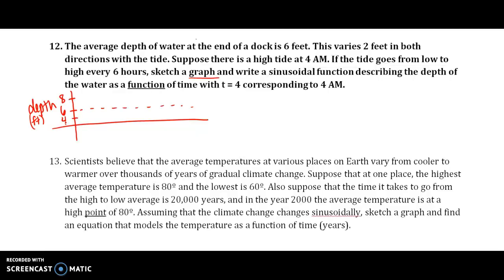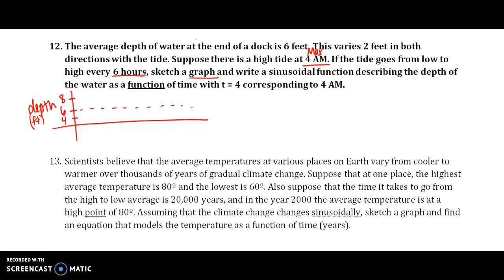Okay. Suppose there is high tide at 4 a.m. So high tide would mean that you have your max at 4. And then it goes from low to high every 6 hours. Okay, so assuming it's going from low to high in 6 hours, it'll go back from high to low in another 6 hours. Okay, so we're going to also allow t equals 4 to correspond with 4 a.m. For this, we will assume that we're going to use military time so we don't start over again.